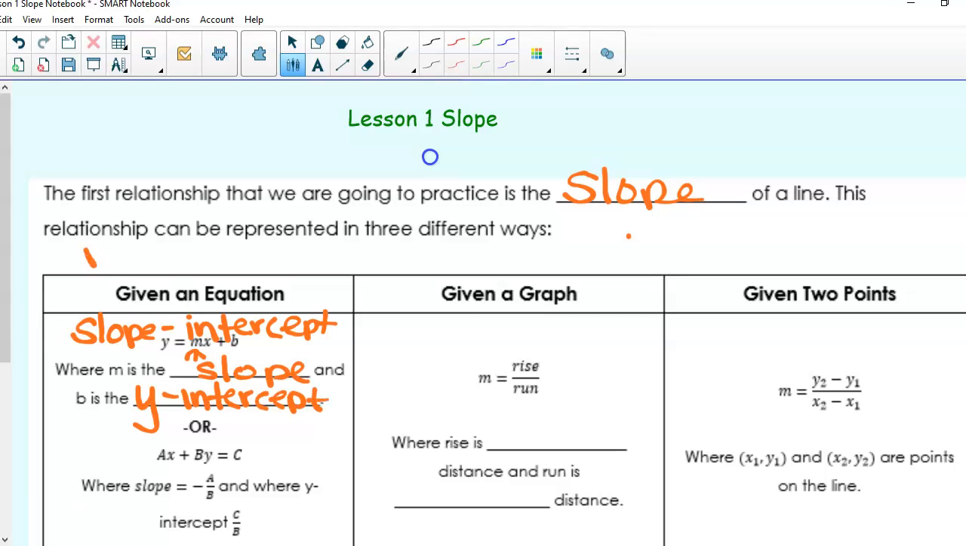So if I have an equation y equals 3x plus 2, the number right in front of my x right here is my slope. So m is equal to 3. That would have a slope of 3. The other way that we can write the equation of a line that you will see is in standard form.